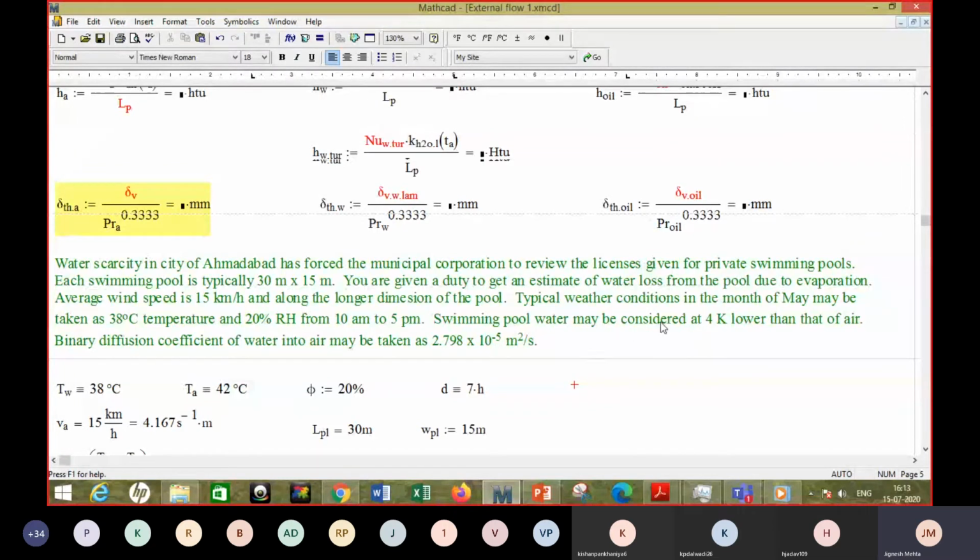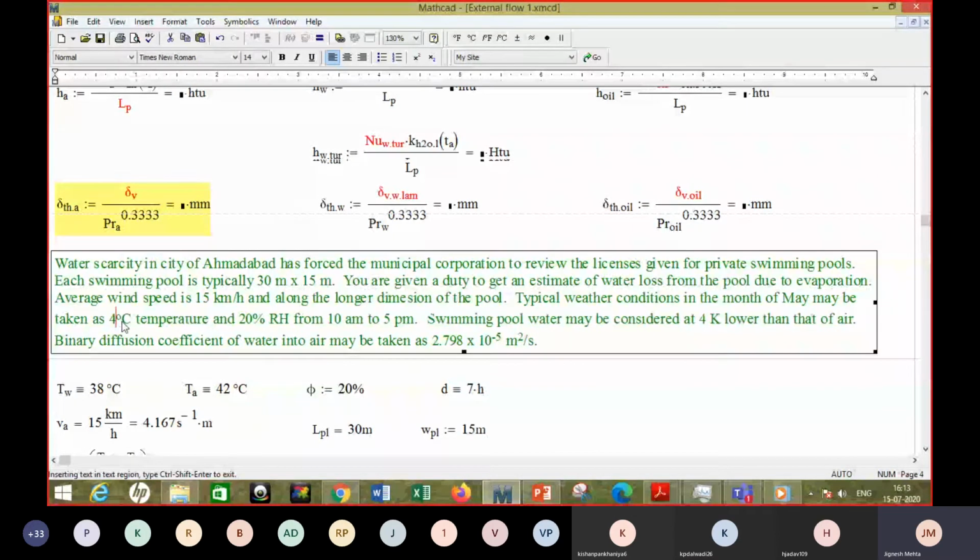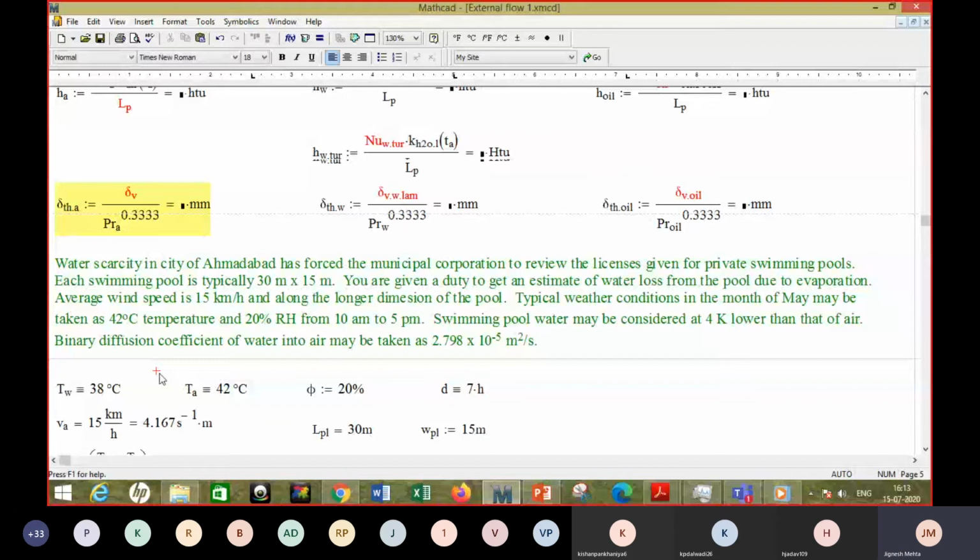The swimming pool water may be considered at 5 Kelvin lower than the ambient temperature. So if ambient is 38, the swimming pool water may be assumed to be at 34 degrees Celsius. Actually, this is 42, so the air is at 42 and the water is at 38.